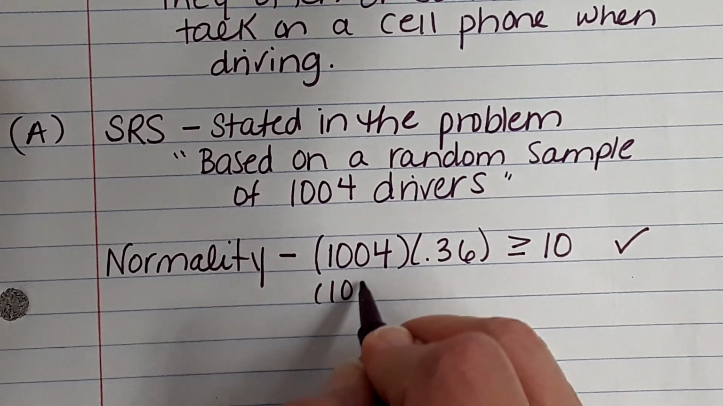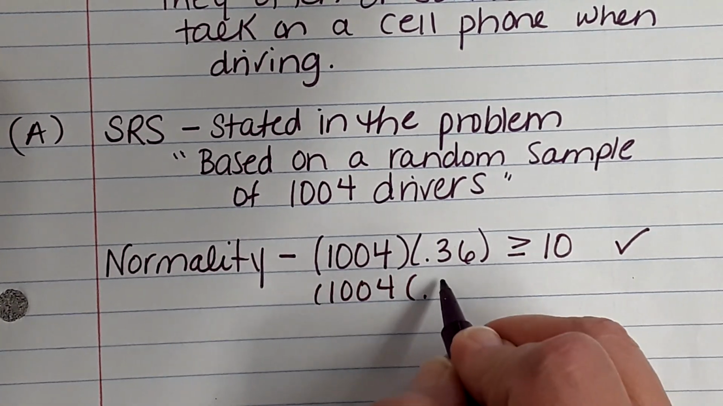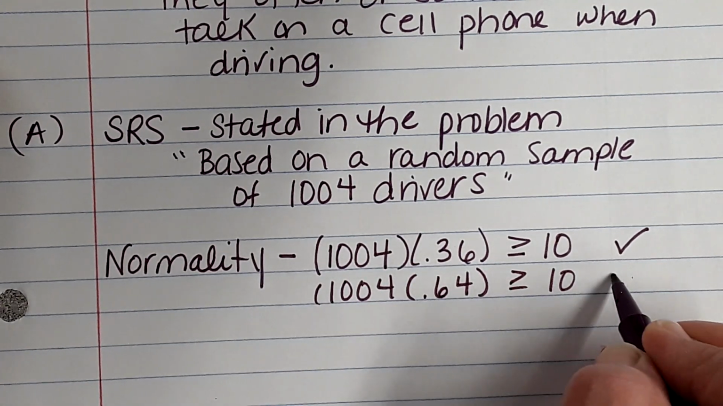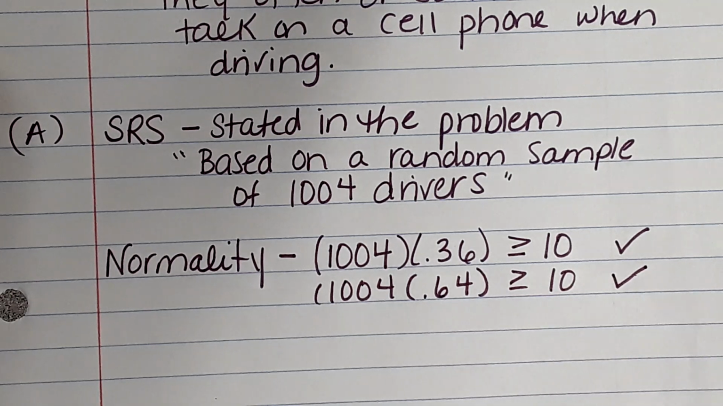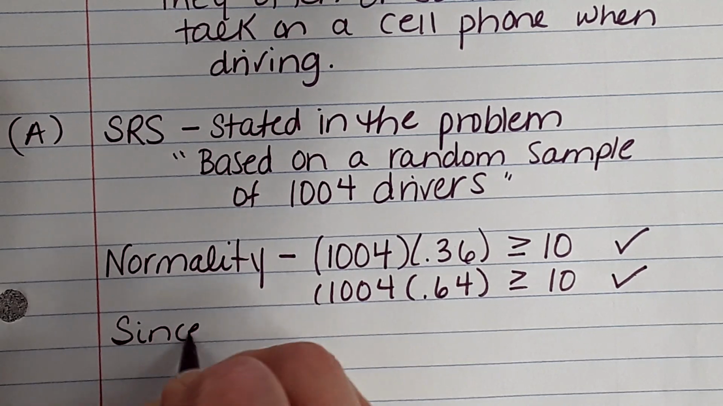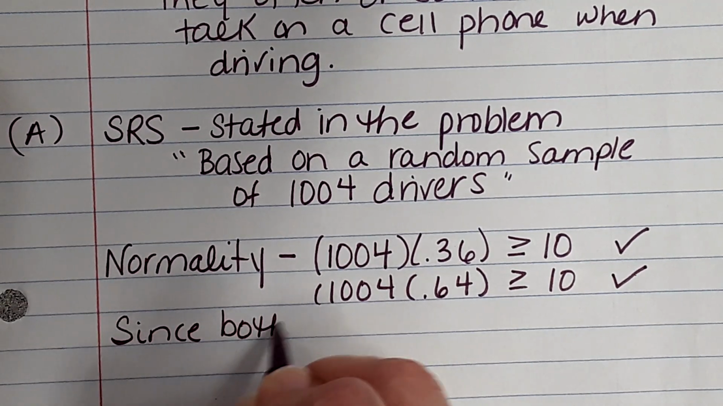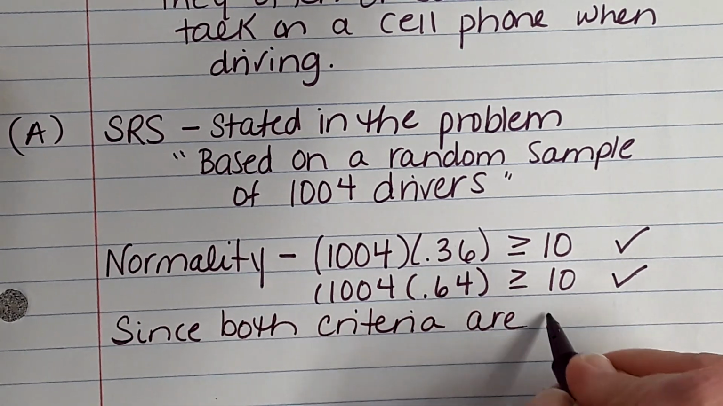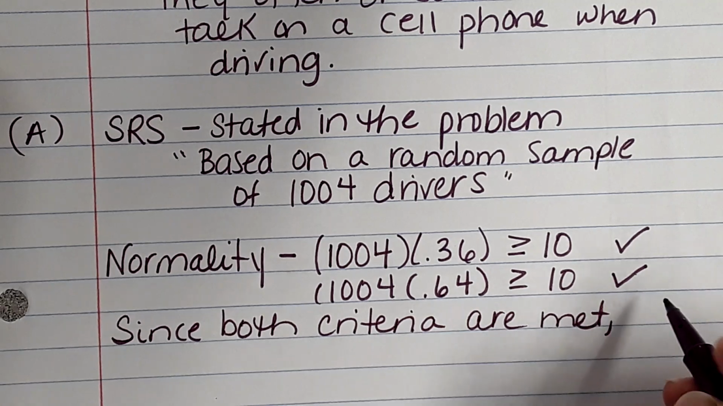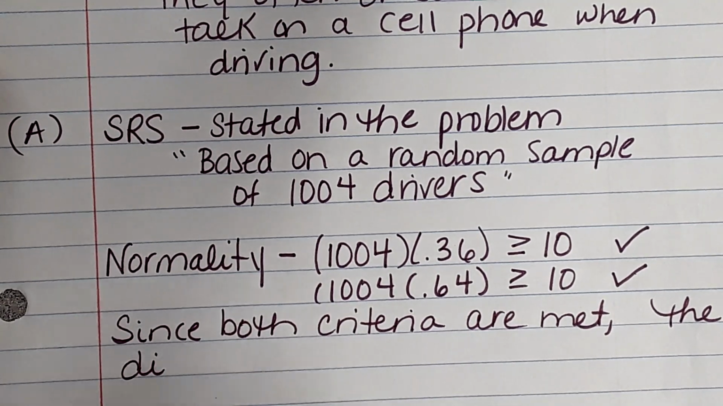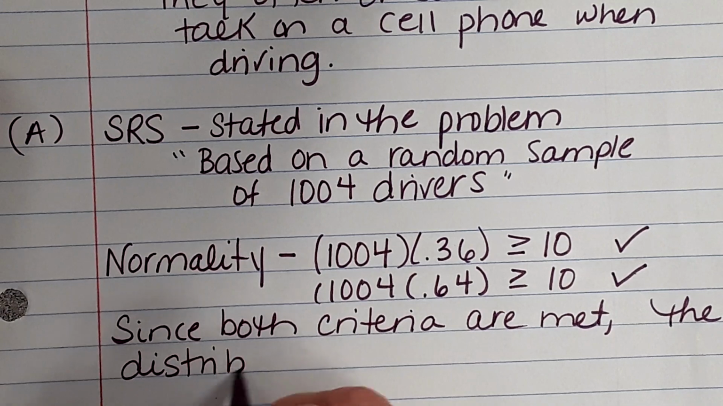And then it's 1,004 times 0.64. Is that greater than or equal to 10? Okay. And since both criteria are met, right, the distribution, or since both criteria are true, however you want to put it, the distribution is what? Approximately normal.